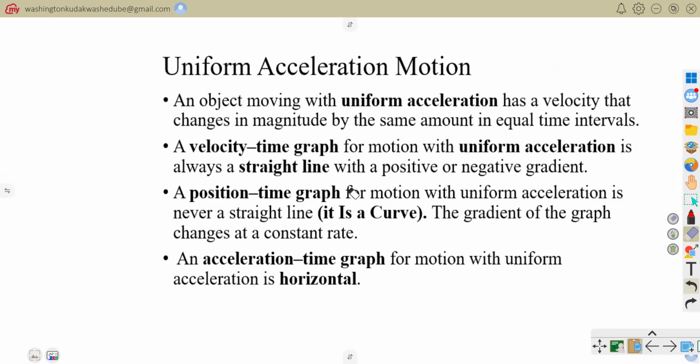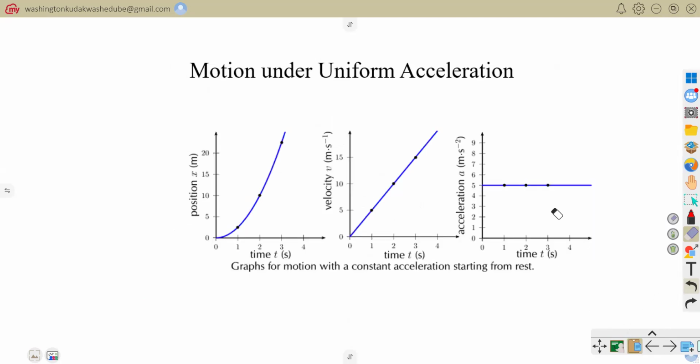And then for the position time graph, the graph is not going to be a straight line, but it is going to be a curve, because we are saying that the velocity is changing, but it is changing uniformly. So that curve has to be smooth. But the acceleration time graph, the acceleration is what? The acceleration is just constant. So it will be horizontal, because we are saying that acceleration is not changing. Yes, it's accelerating, but at the same what? At the same value.